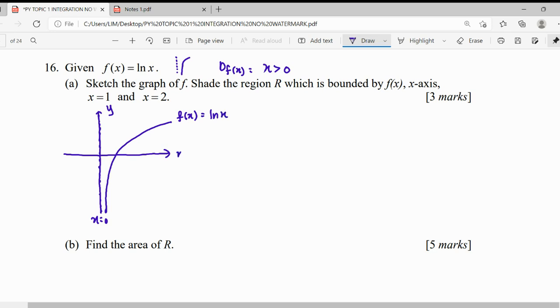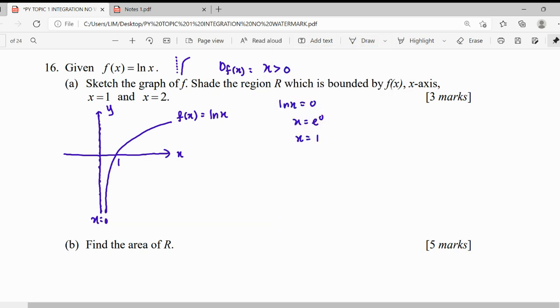So we have an x-intercept. We intersect the x-axis here. When y equals 0, ln x equals 0, so x will be e to the power 0, which equals 1. So here will be equal to 1. Then, besides drawing this graph, we have to shade the region bounded by this function, the x-axis, x equals 1, and x equals 2.